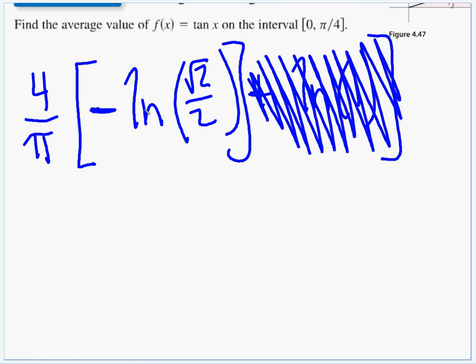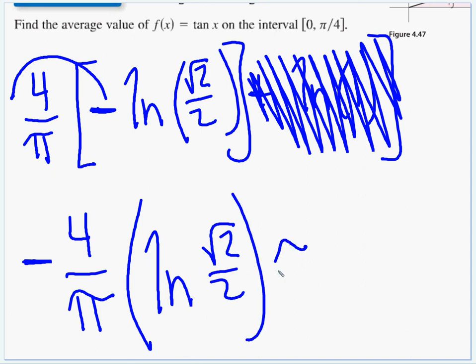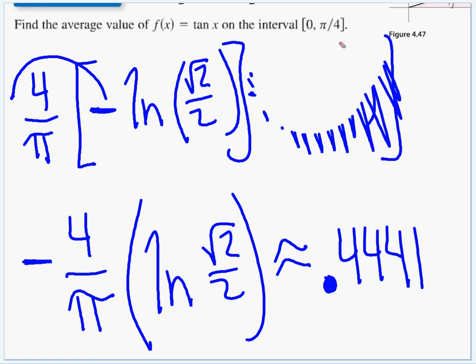So now this term is going to turn into a 0, so I'm just going to scribble it out. Now we're back down to this, 4 over pi times this negative log. I would just sort of factor that negative out. It looks better as negative 4 over pi times the natural log of root 2 over 2. If we punch that in our calculator, let's get our decimal. That's approximately 0.4441.